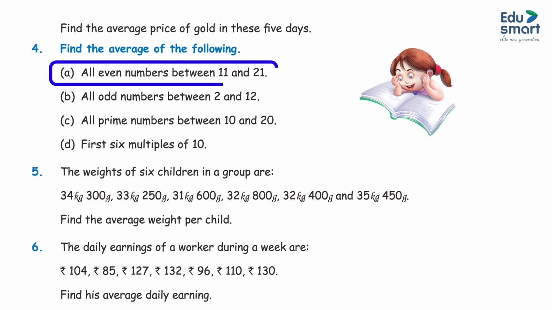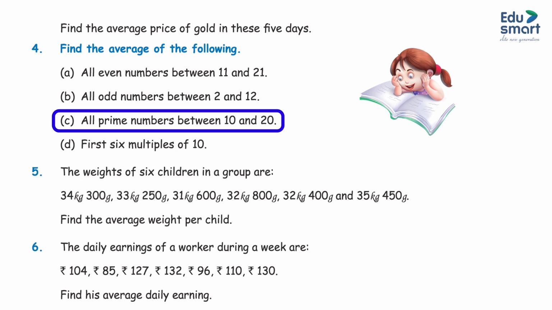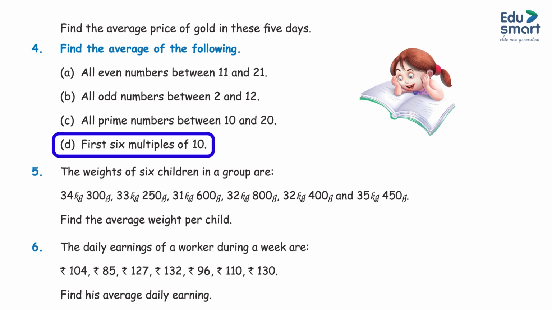Question 4. Find the average of the following. A. All even numbers between 11 and 21. Answer 16. B. All odd numbers between 2 and 12. Answer 7. C. All prime numbers between 10 and 20. Answer 15.